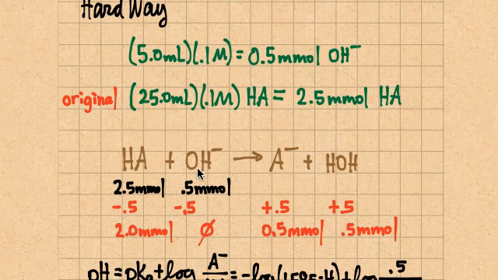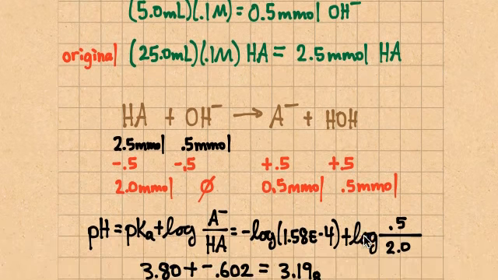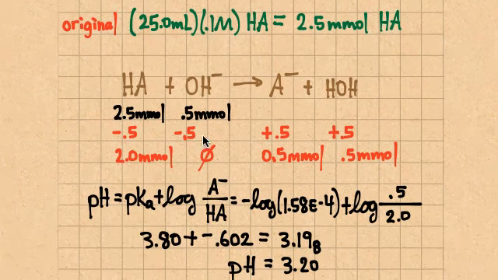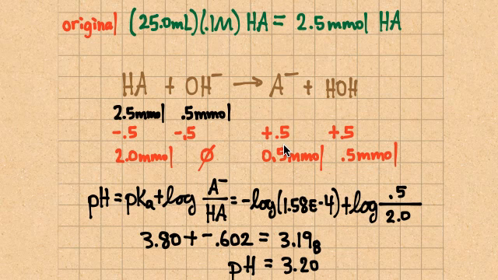So I'm adding a half a millimole of strong base to my original acid. This goes away totally. This goes down by half a millimole. This goes up by half a millimole. I really don't care about the water, though. But the thing now is this. I've created a little bit of conjugate base, just 0.5 millimoles of it, from my original 2.5 millimoles of weak acid.